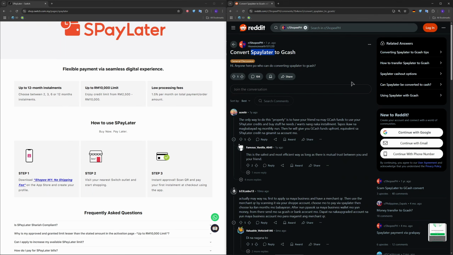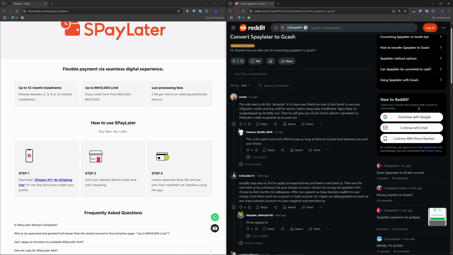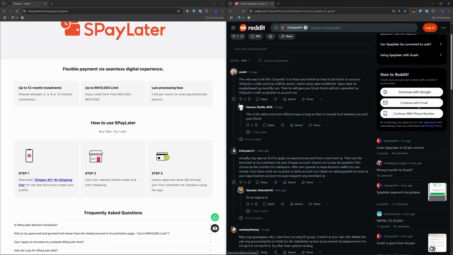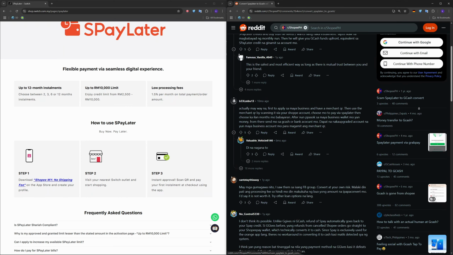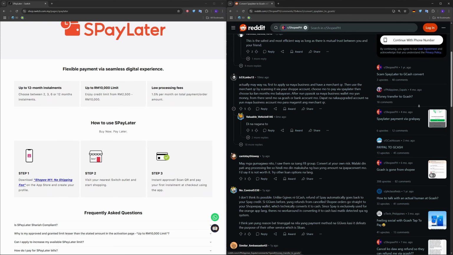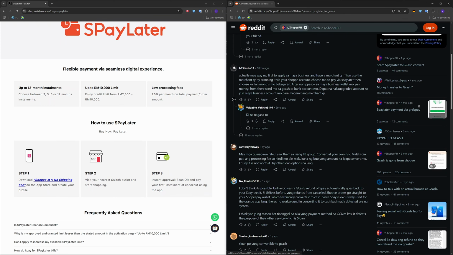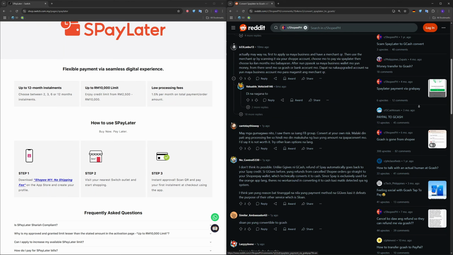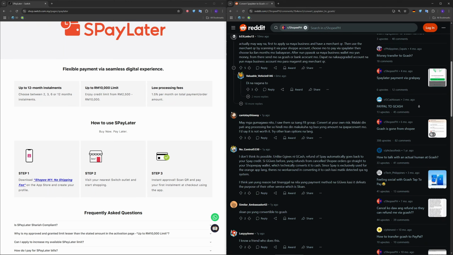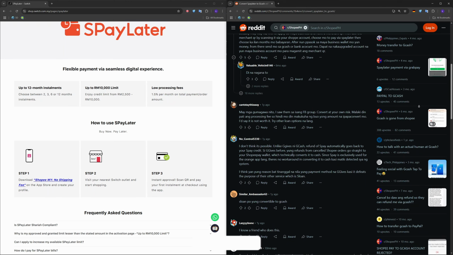Open My Business and transfer the money to your GCASH wallet or bank account. This step's free and fast. So also, heads up, this workaround only works on Android with My Business. Watch for fees. Maya usually doesn't charge for transfer, but SPAYLATER interest still applies. And that's how you convert SPAYLATER credit into GCASH instantly, safely, and easily.